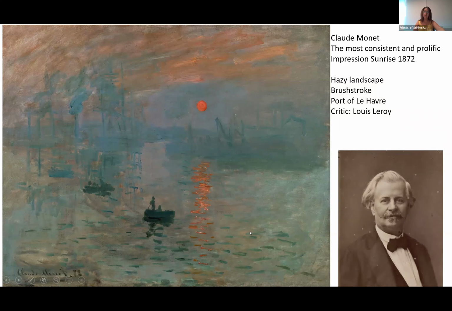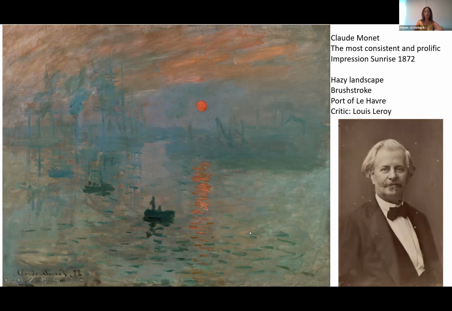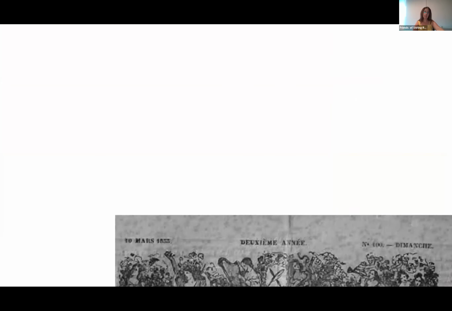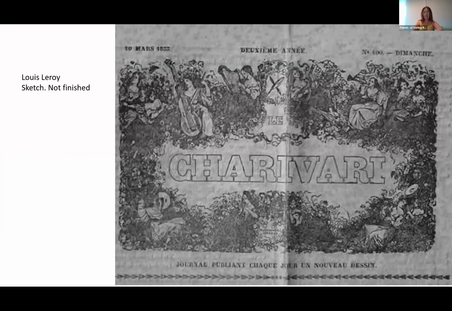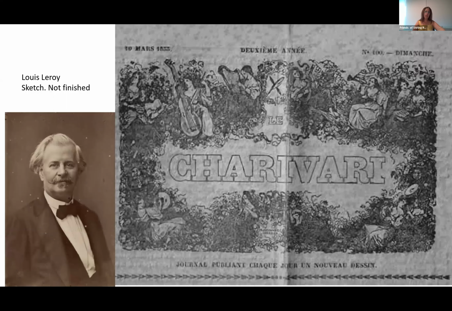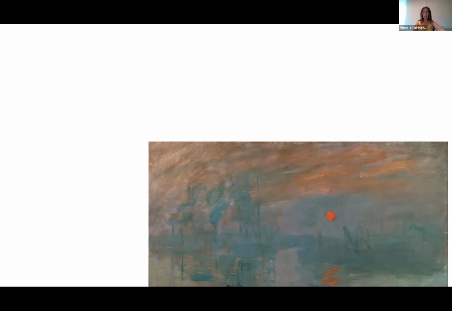The critic, Louis Leroy, is the one who made fun of this painting, and he's going to call the style impressionistic because he said that it looked like a sketch. It's just an impression. It's not a finished product. So, of course, he's going to write an article criticizing the exhibition, and it's going to be published at the newspaper Charivari. Here we have Louis Leroy.